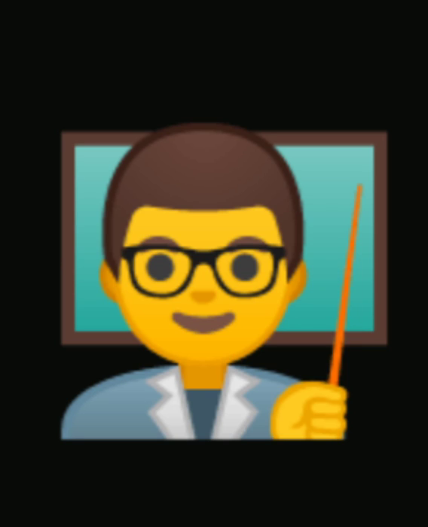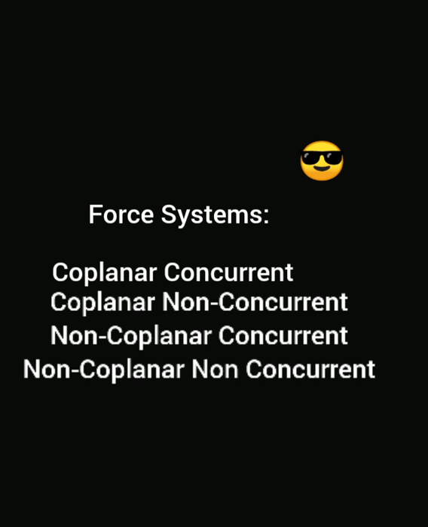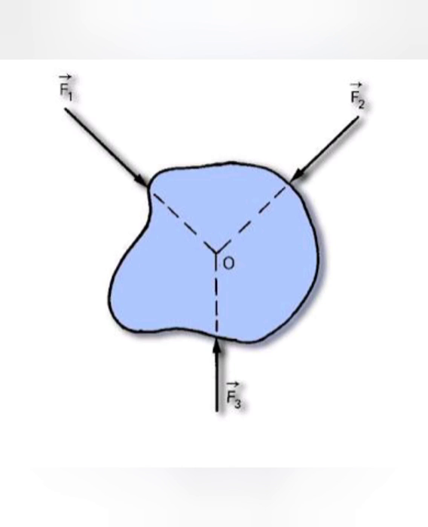Now, since we are dealing here with the mechanics of how a force affects the motion of a body, it is important also to learn how these forces can be described based on the location where these forces act. In this video, we have 4 different force systems: the coplanar concurrent, coplanar non-concurrent, non-coplanar concurrent, and lastly, the non-coplanar non-concurrent forces.